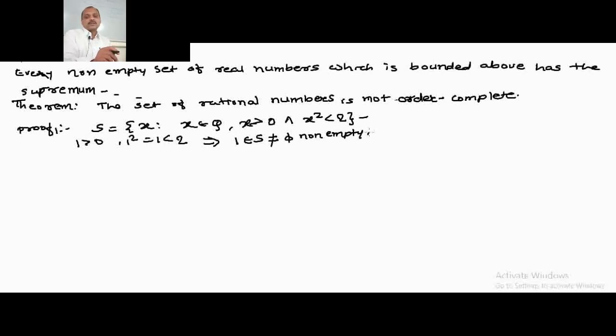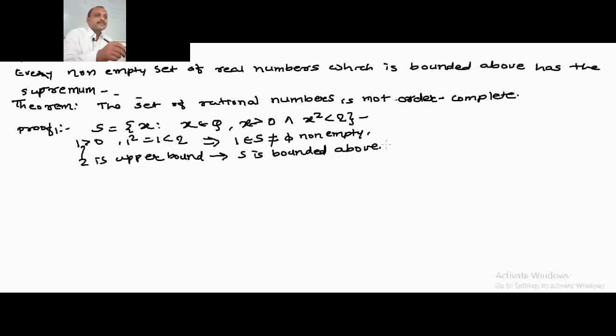First condition of order completeness: every non-empty set of real numbers. Here we have taken S as a set of rational numbers, and first, this set is non-empty. And you can see that all the elements have square less than 2, and therefore 2 is an upper bound of this set. That is, this set is bounded above. S is bounded above.